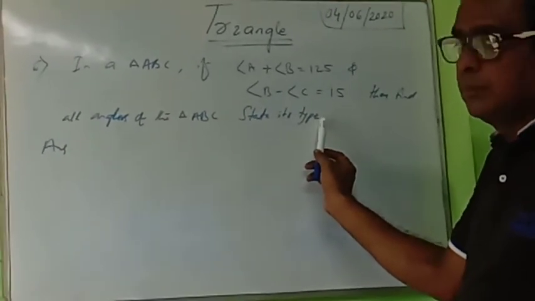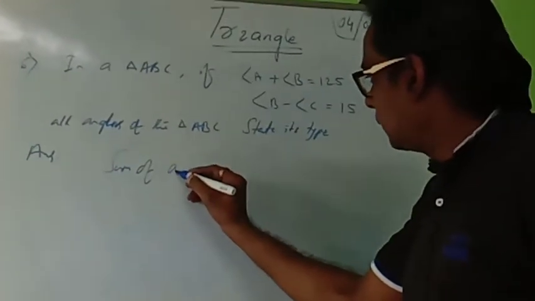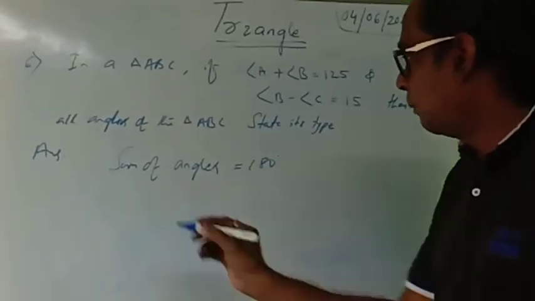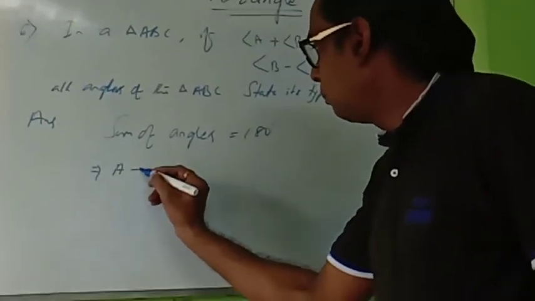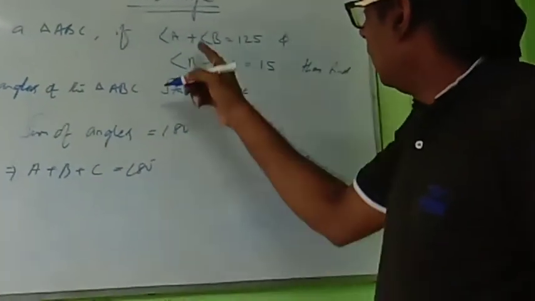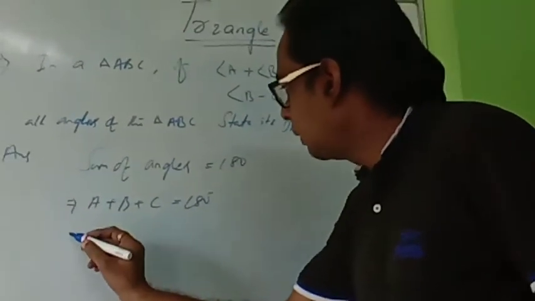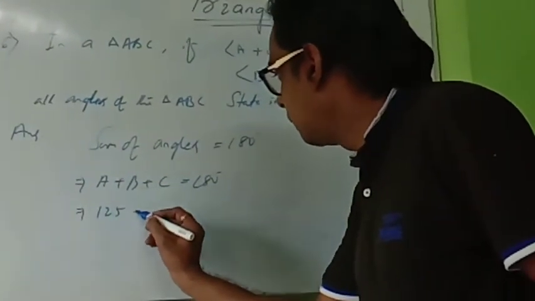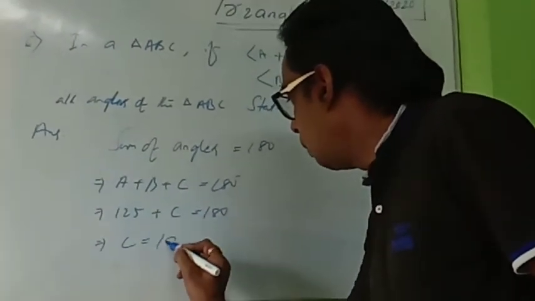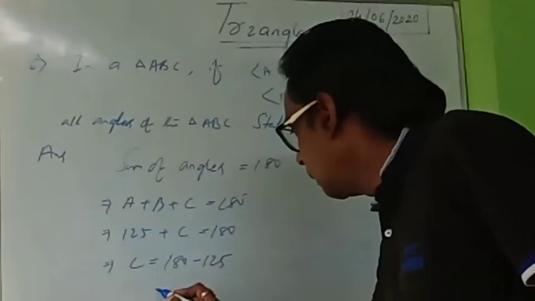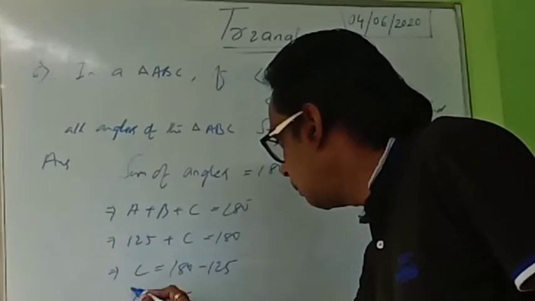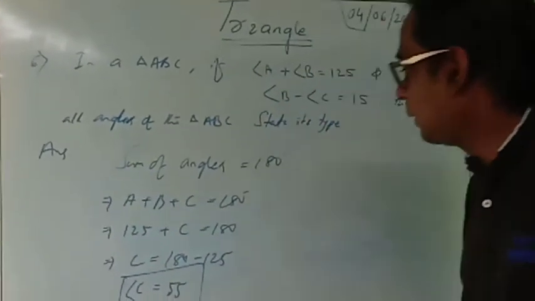Okay, let's see. Sum of angles of a triangle equals how much? 180 degrees. That means angle A plus angle B plus angle C equals 180 degrees. A plus B equals how much given? 125 given. Put here 125. C is not given, keep it here, 180. Then C will be 180 minus 125, this is coming 55. Therefore angle C equals 55. This is how we are finding angle C.